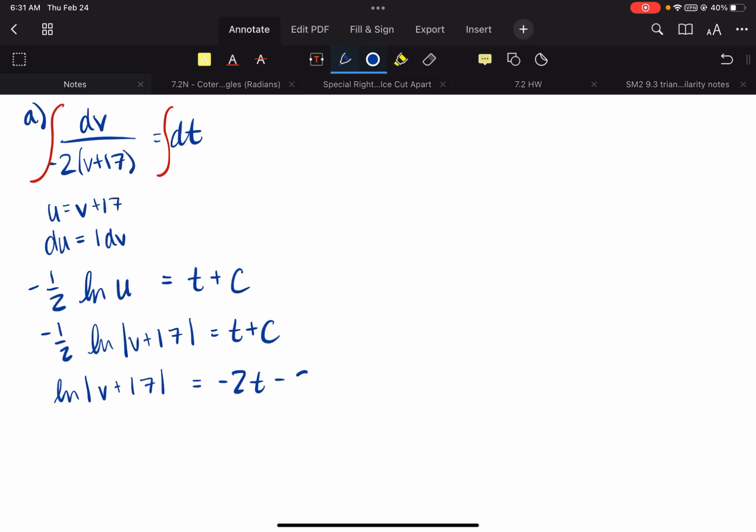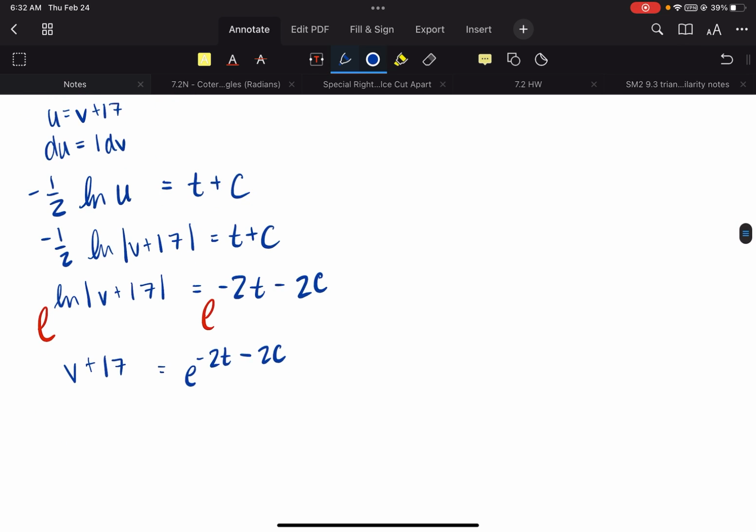I'm multiplying both sides by -2 to get rid of the 1/2. And to get rid of the natural log, I'm going to raise both sides to the power of e. That turns into v plus 17 is equal to e to the -2t minus 2c. I just changed that t to a c for some reason.